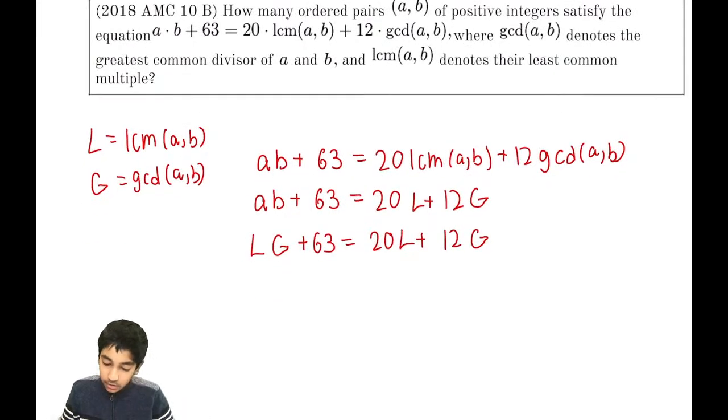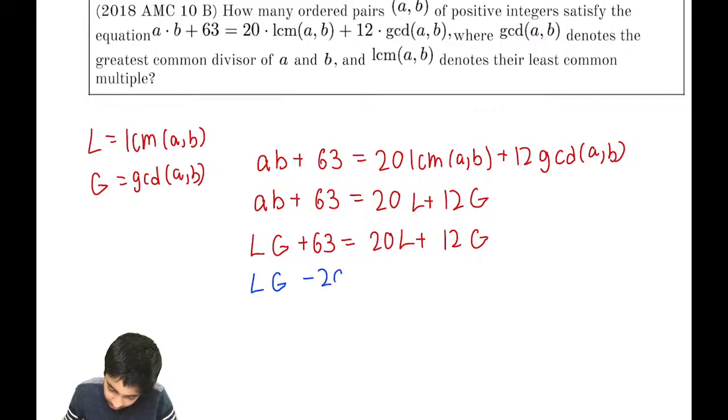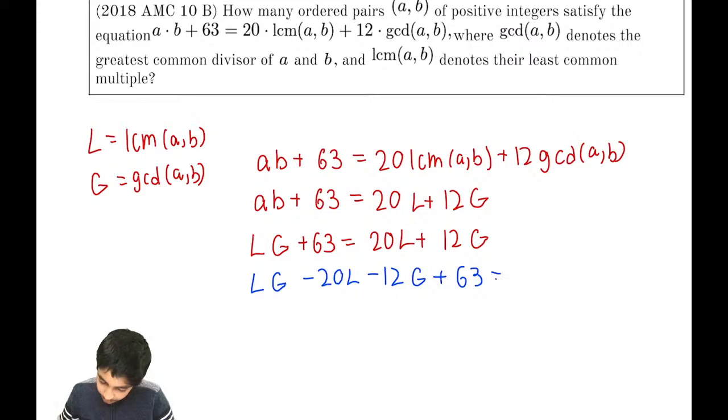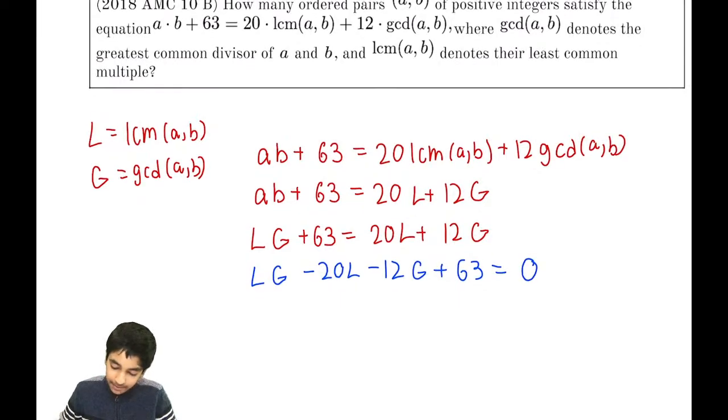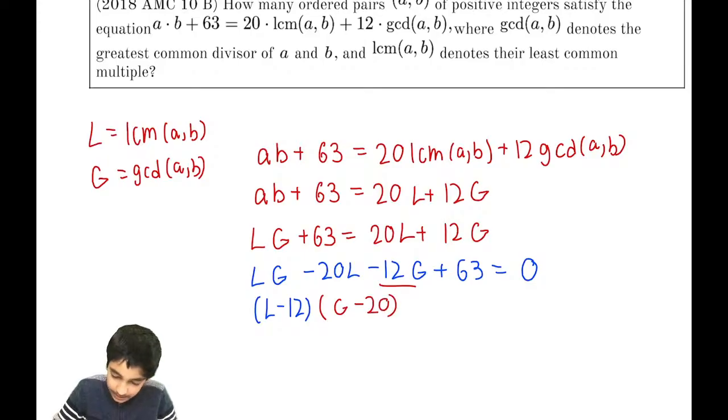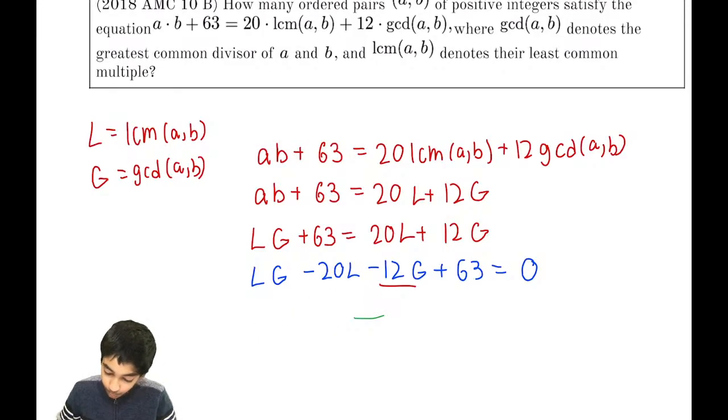And from here, we can subtract 20L and 12G from both sides to get LG minus 20L minus 12G plus 63 is 0. And then from here, we can use Simon's favorite factoring trick to get L minus 12, since we need a negative 12G term. And then we also multiply that by G minus 20, because again, we need a negative 20L term. But now, or sorry, that was a bit off, let me just re-explain that in more detail.